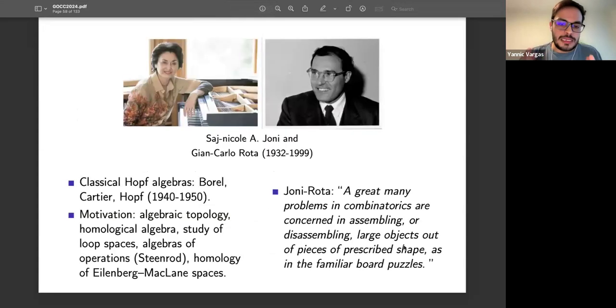The way I will use Hopf algebras in this case is through combinatorics, based on the work of Joni and Gian-Carlo Rota, who look at Hopf algebras in the following sense. The product is just a mechanism to take one combinatorial object, two combinatorial objects, and merge them together to get a new combinatorial object. And dually, the coproduct is a combinatorial way to split one combinatorial object in two in all possible ways that the coproduct allows you.